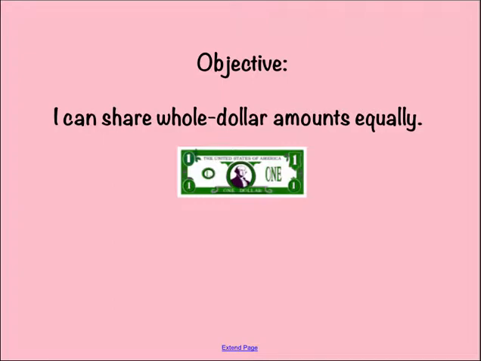Today, your objective: I can share whole dollar amounts equally. So we'll be working with money and splitting it equally. That means no leftovers, nothing weird like that, among some friends. So let's take a look at our first problem here.